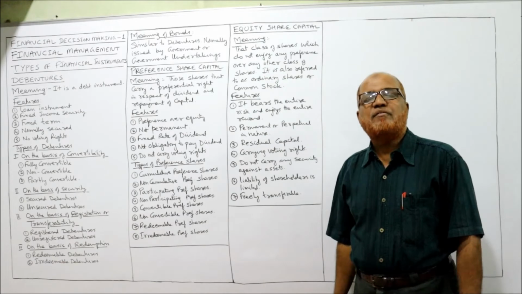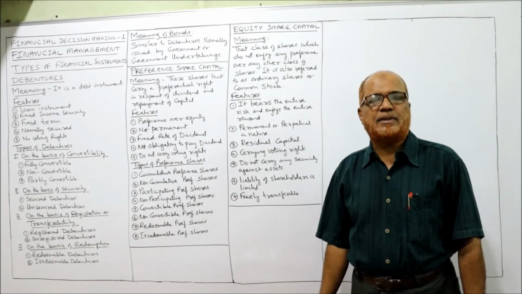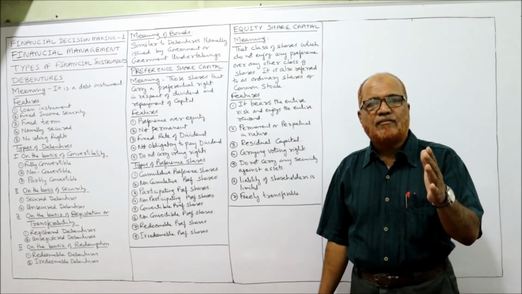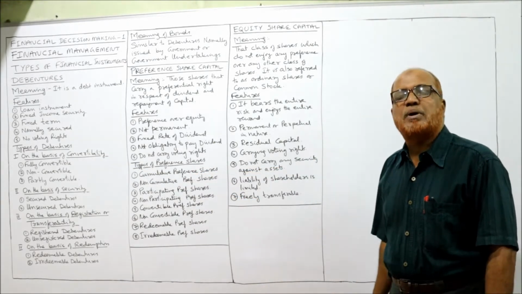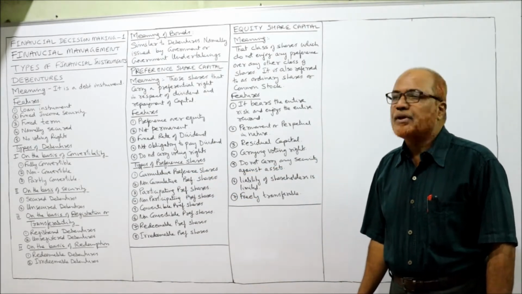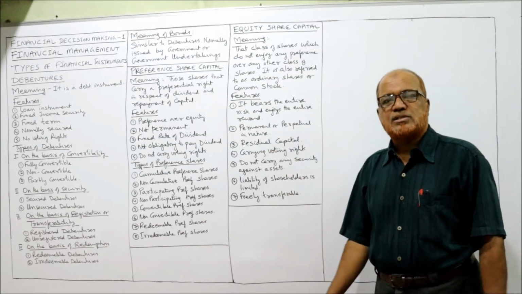Next comes preference share capital. The second instrument. First instrument, debenture, I have explained. Second instrument, financial instrument, is preference share capital. First of all, meaning of preference shares.